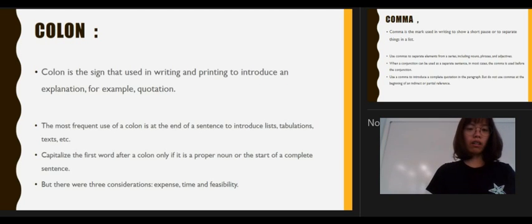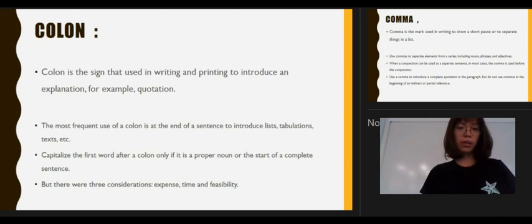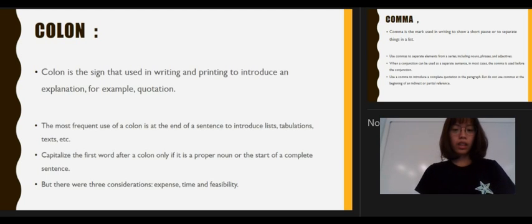The third one is the colon. The colon is the mark used in writing and printing to introduce an explanation, for example, quotations. The most frequent use of the colon is at the end of a sentence to introduce a list, tabulation, text, and so on. Capitalize the first word after a colon only if it is a proper name or a series of complete sentences. For example: But there were 3 considerations: expense, time, and flexibility.